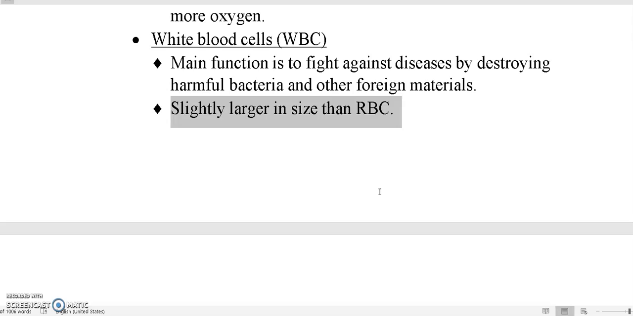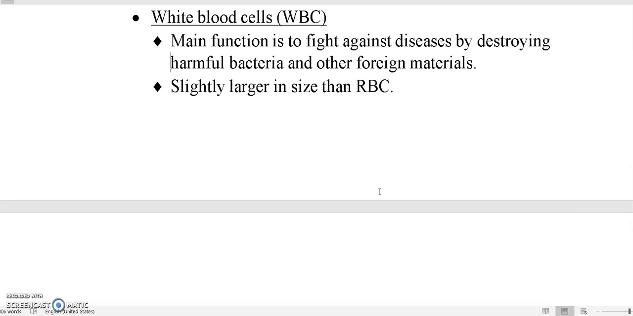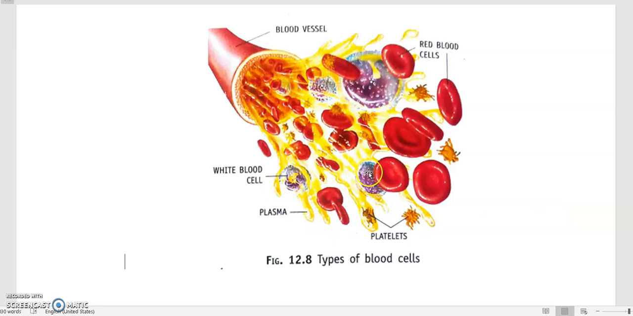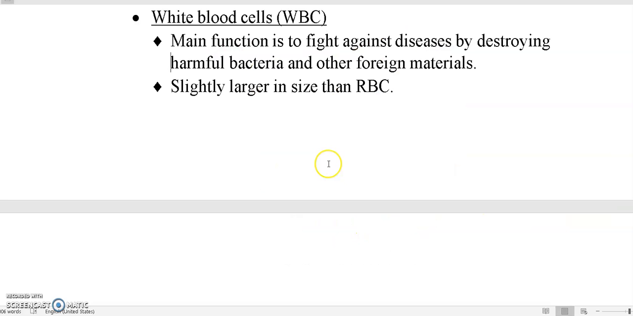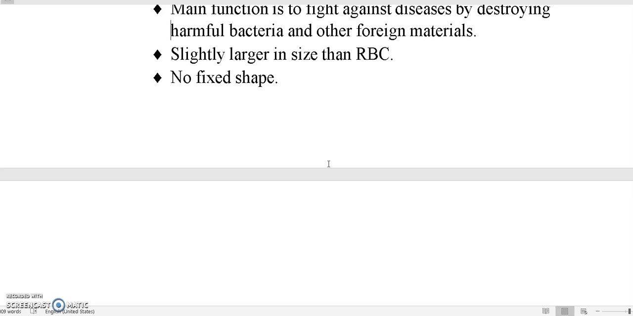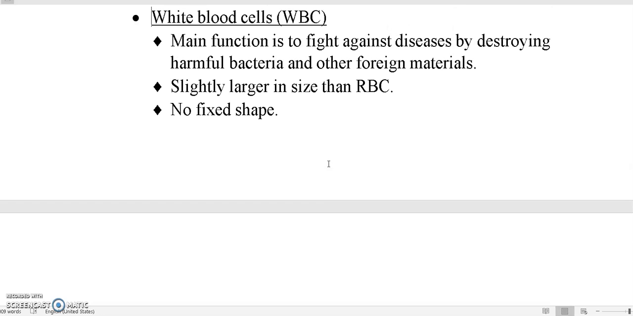Now these WBCs are slightly larger in size than RBCs. If you look at this, WBCs are larger than RBCs. And why do they have to be larger? Naturally, they need to fight against disease, right? Secondly, they don't have any fixed shape. Why is there no fixed shape to WBCs? The reason behind it is, you don't know in which shape the harmful bacteria would come into our body, right?